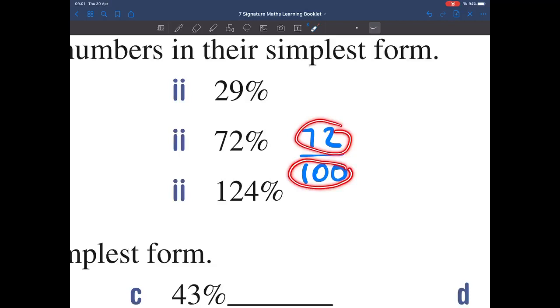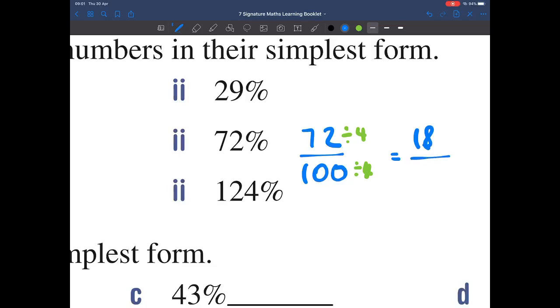So I'm thinking maybe 24, no, 25, no, 18, no. It might be 4. I'm thinking 4 might be the highest number that both of these can be divided by. Well, let's try it. So 72 divided by 4. Half of 72 is 36. Half of 36 is 18, so that's divided by 4. And 100 divided by 4 is 25. Yeah, so it's 18 out of 25. Can't simplify that anymore.